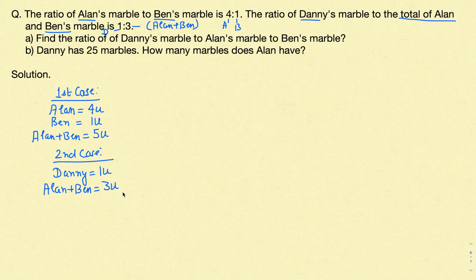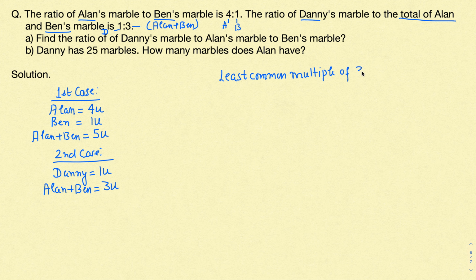So how can we make them equal? I think I've done this in my previous video as well. You just need to find the least common multiple of 3 and 5. So what's the least common multiple of 3 and 5?